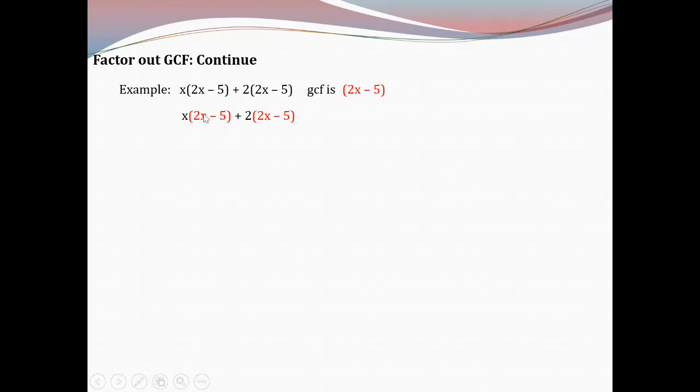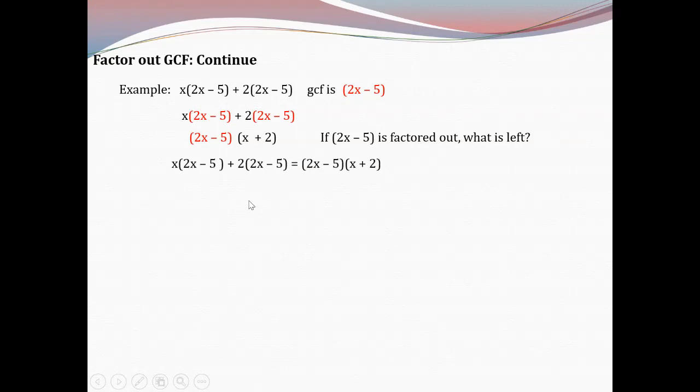So now, right? I put it in red because that's what they have in common. So if 2x minus 5 is factored out, right? If you take it out, what's left? The x plus 2. Okay, that's how you factor these types of expressions. So the answer is going to be 2x minus 5 times x plus 2.